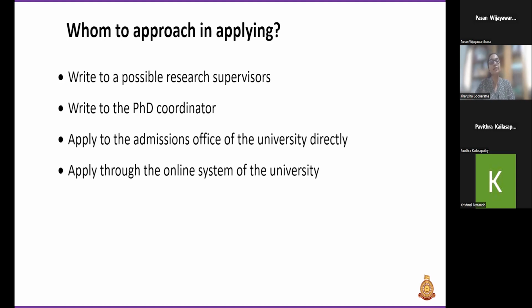Then in some other universities, there's a PhD coordinator, and you need to go through that person. In some other universities, there's an admission office, and you have to write to the admission officer. It may also be the case that you have to apply through an online system. So this could really vary depending on the university. You need to do some groundwork and identify the procedures of the various universities.